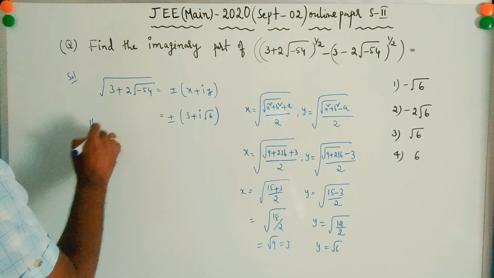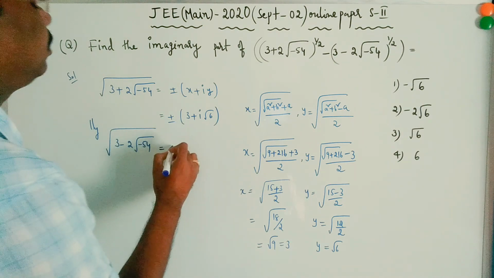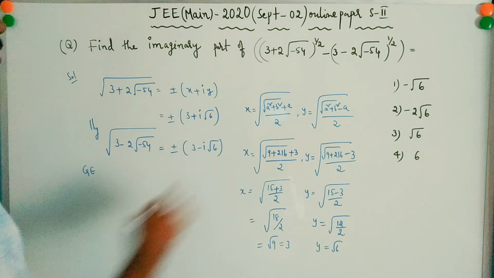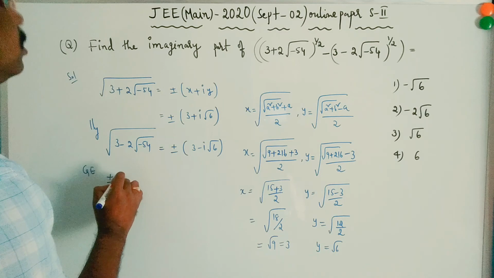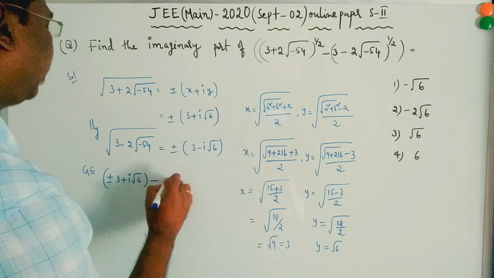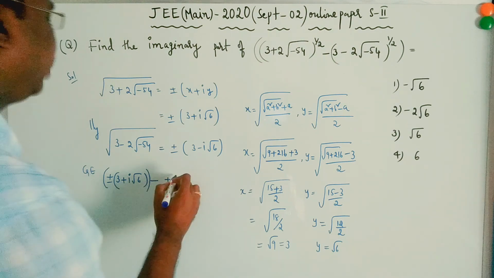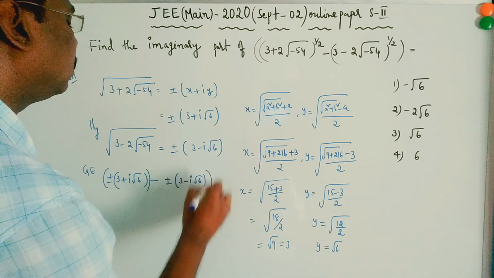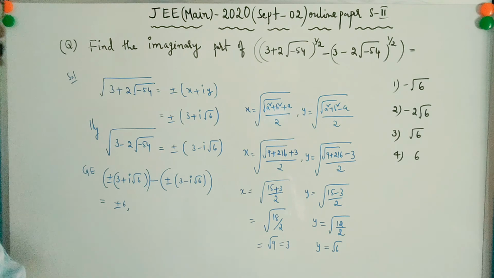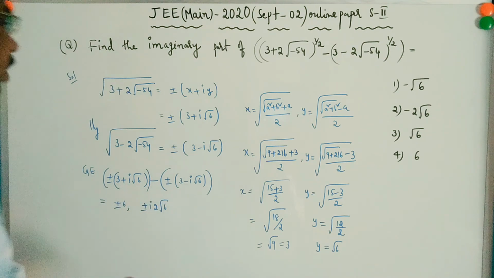Okay, now similarly, the square root of 3 - 2√-54 is equal to ±(3 - i√6). Therefore, the given expression value is ±(3 + i√6) minus ±(3 - i√6). Okay, now that gives ±6 and also ±2√6.